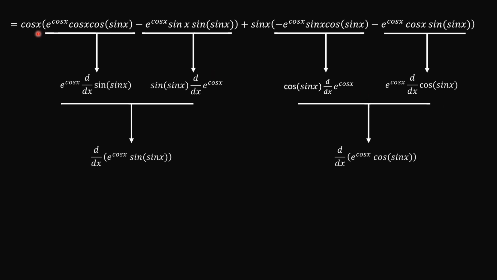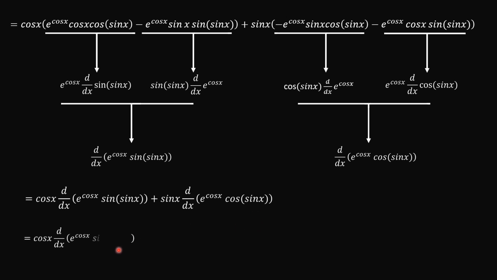Now this allows us to express the previous expression as cosine x times the derivative of e to the power cosine x times sine x, and then the second, plus sine x times the derivative of e cosine x cosine of sine x.